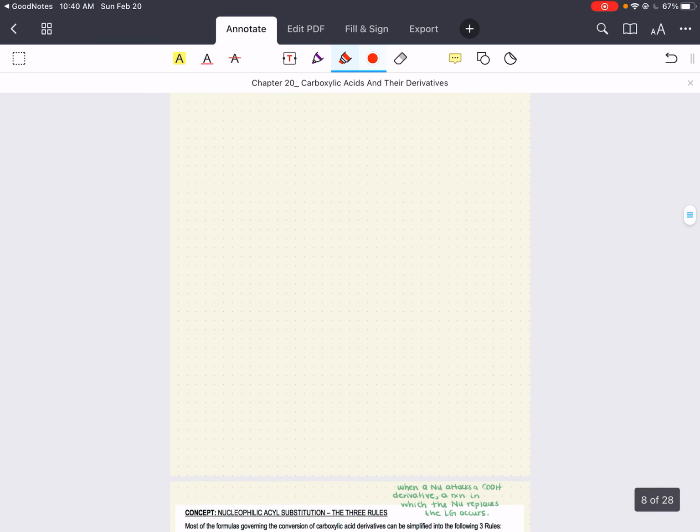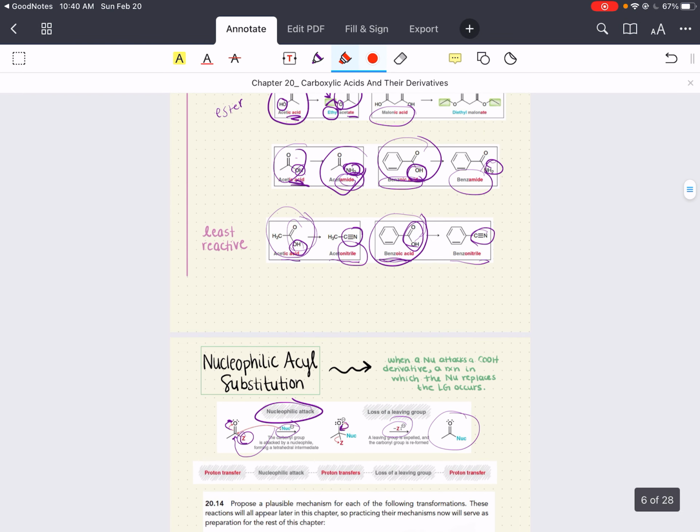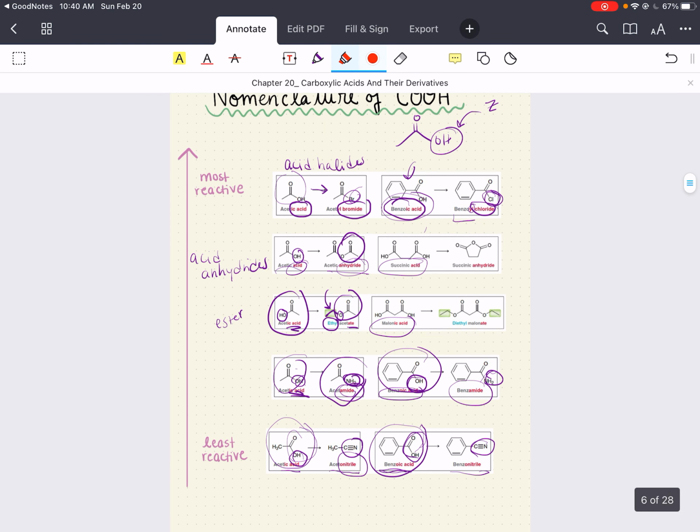Now we're going to scroll back up. Really quickly, here is the hierarchy from most reactive to least reactive. Your acid halides are most reactive, followed by anhydrides next up, then your esters, then your amides, and your nitriles are least reactive. So reactivity increases from the bottom up, as I have them listed.